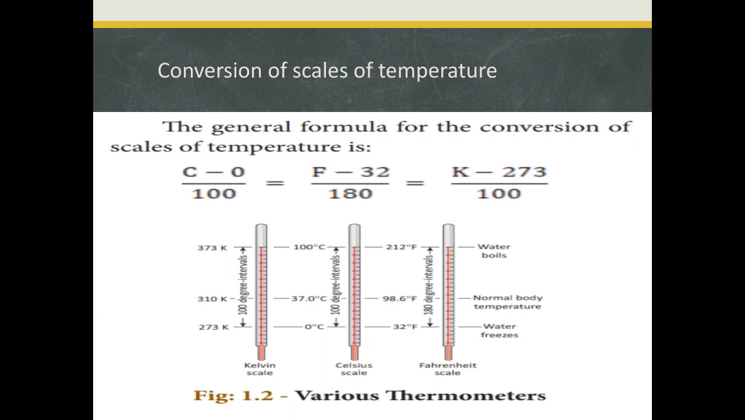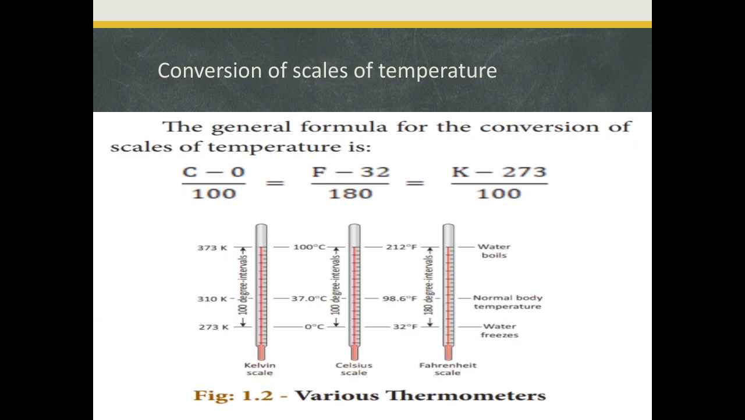Because see, we have the meter as a standard scale, our SI unit for measuring length. But every time we cannot go for telling all the lengths in terms of meter. If it is a distance between two cities, if we talk in terms of meters, it will be a very huge number. So that's why we go for kilometer.